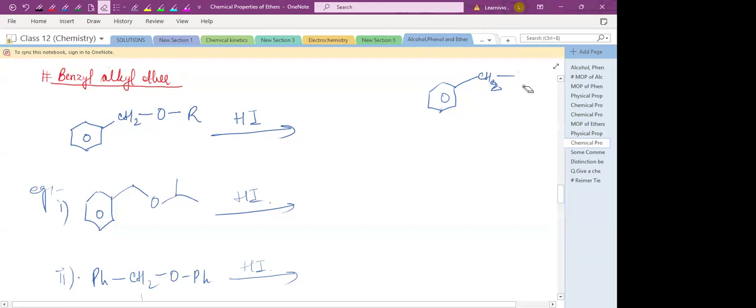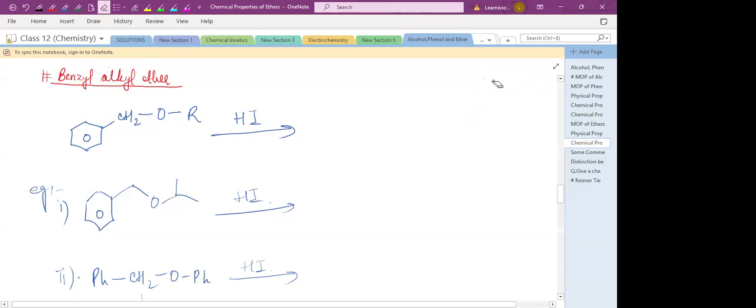So we are talking about the oxygen over here. This oxygen is the ether linkage. When the ether linkage is first attached to the sp3 hybridized carbon and this sp3 hybridized carbon is further attached to the benzene ring, this type of ether is known as benzyl ether. And the benzylic carbon is this. Just remember benzylic group is very reactive.